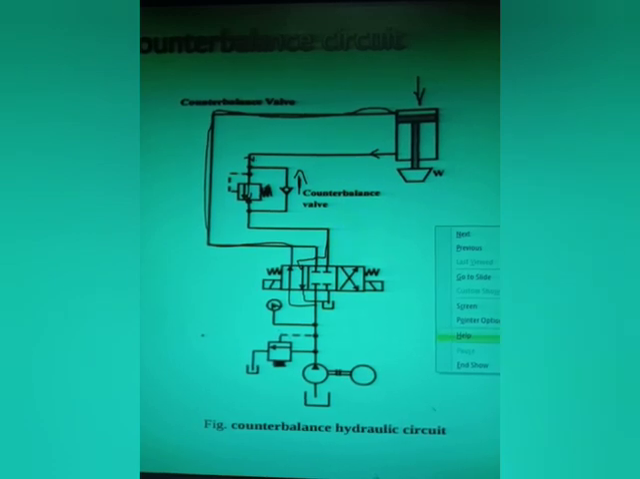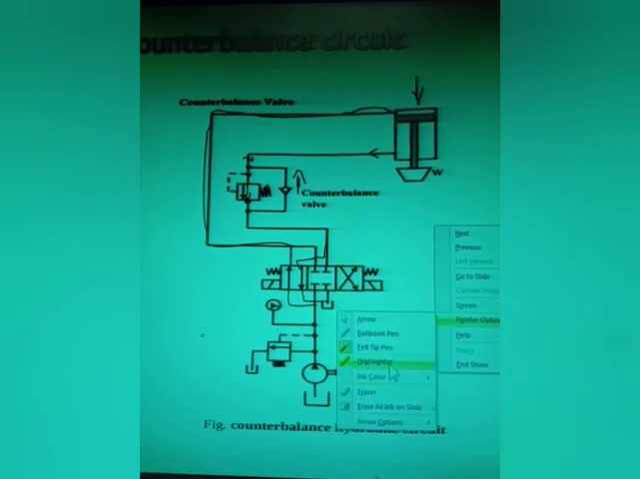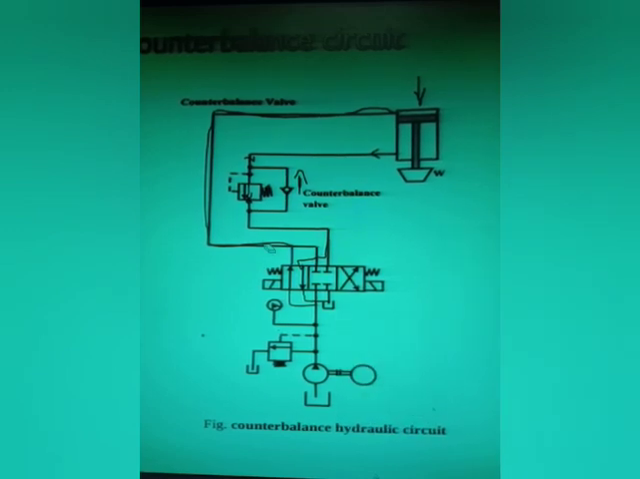Now what will happen in the next case? Suppose I connect this valve to the... suppose now I will erase all this.